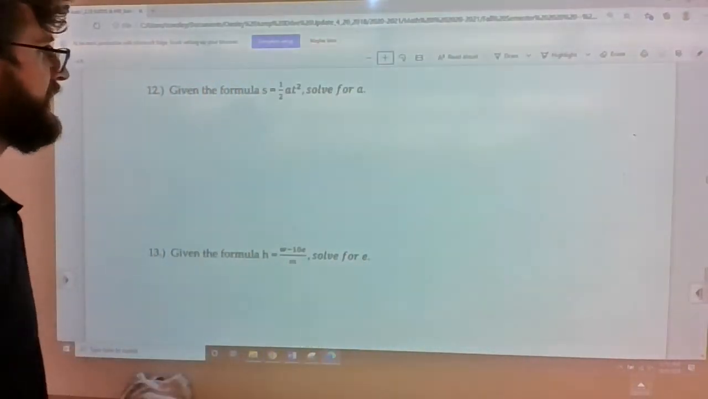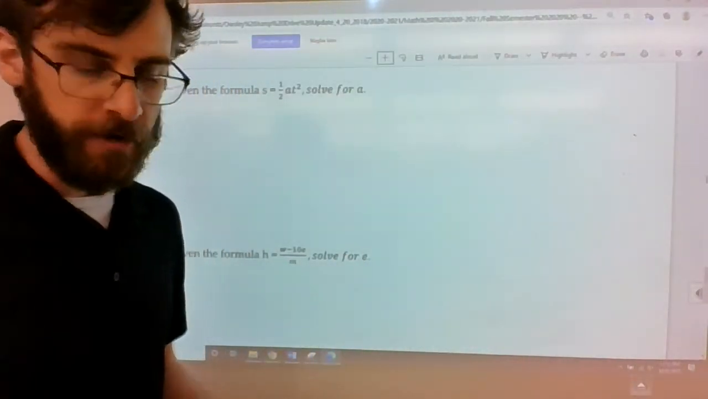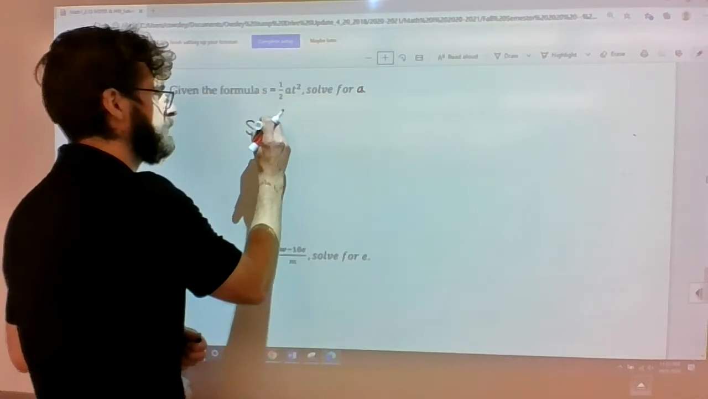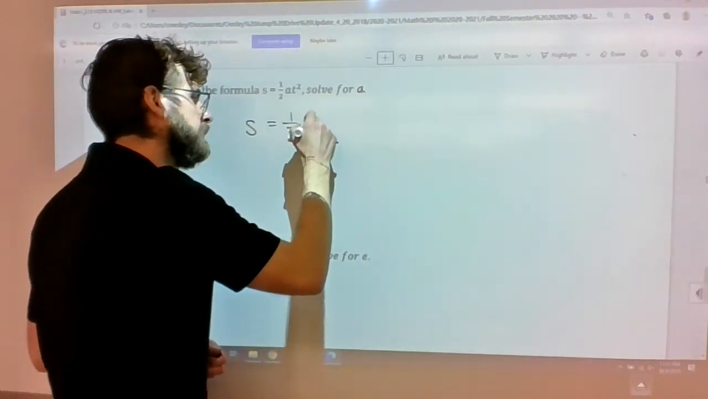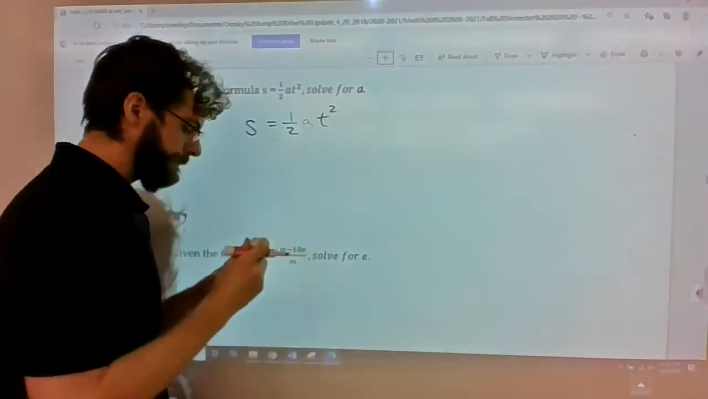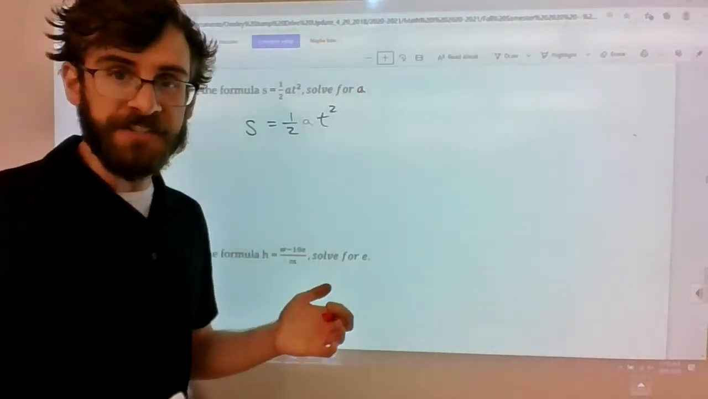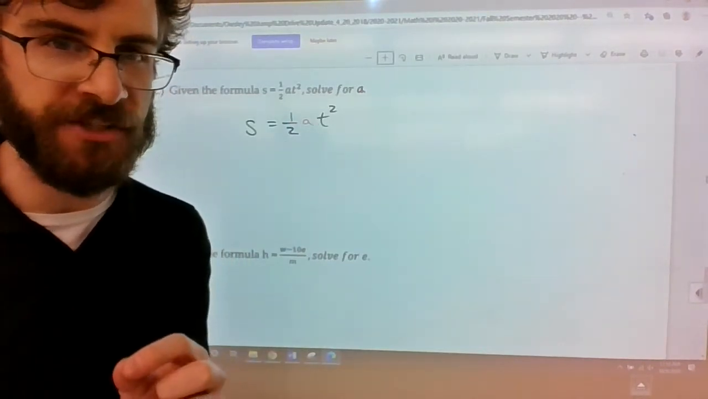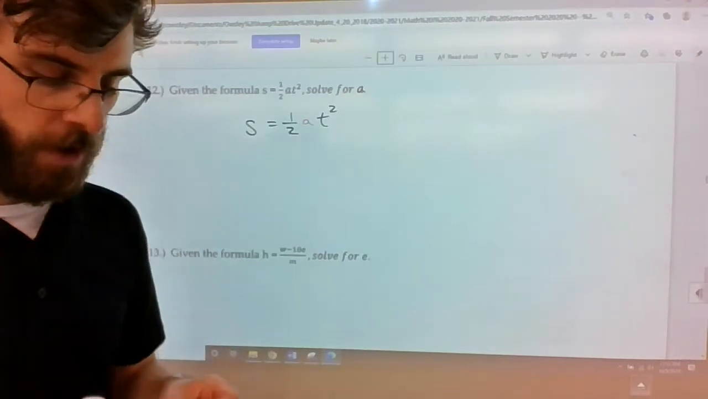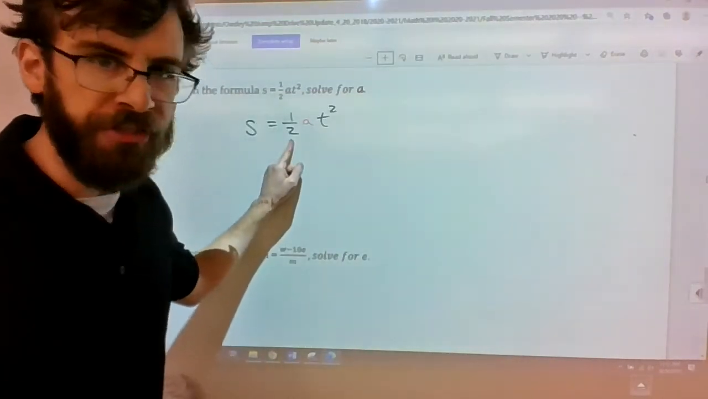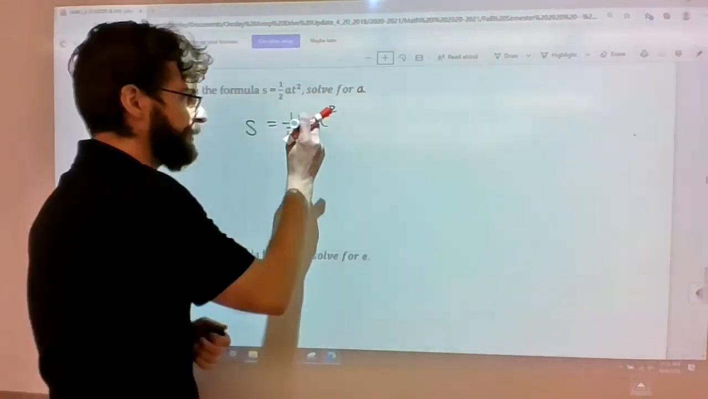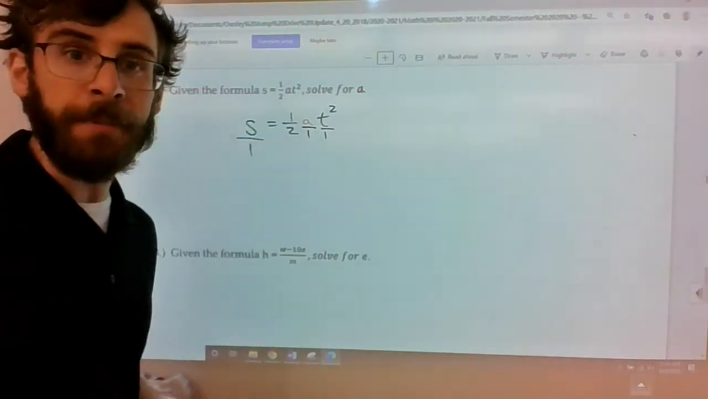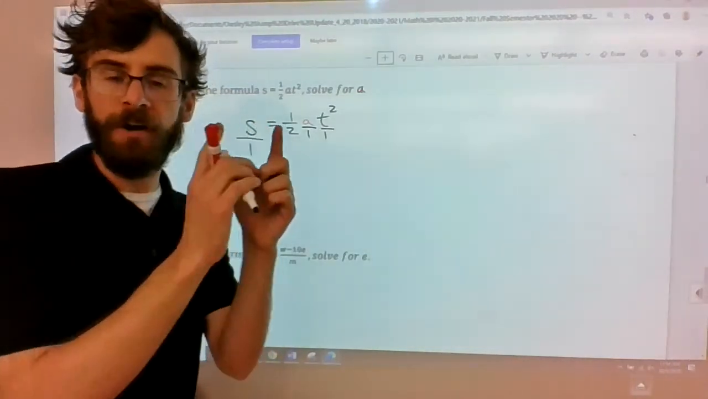All right, so number 12. The given formula is S equals 1/2 at squared. We're solving for a, so the red variable is now a. This one's slightly different. Everybody's connected to a through multiplication, but I'm not going to divide everything by 1/2 t squared just yet. Here's the reason why. Fractions throw the whole thing in flummox. What I'm going to do is put the a divided by 1, the t squared divided by 1, and the s divided by 1. I'm going to create one fraction on the left and one fraction on the right.